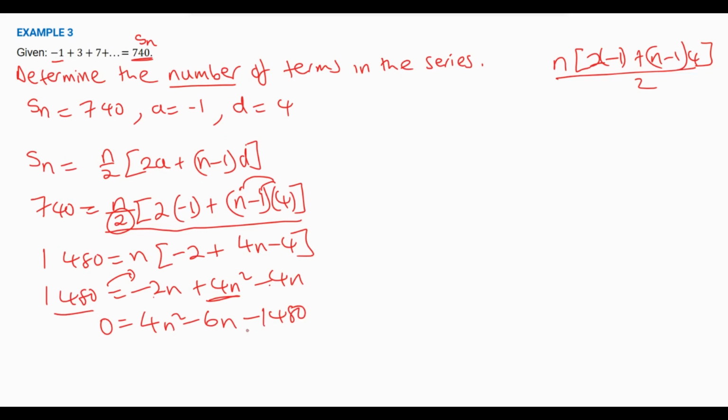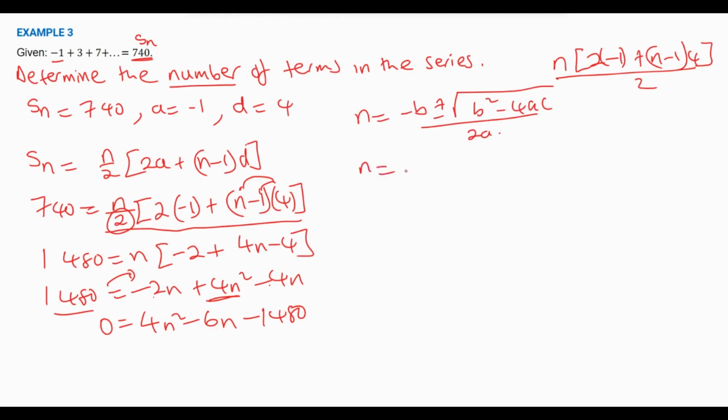Then you can use the formula here. Sometimes it may be difficult to get the factors if you want to use factorization. But let's use the formula, and then after that we're going to use factorization. Right, let's use the formula. n is equal to negative b plus or minus the square root of b squared minus 4ac over 2a.